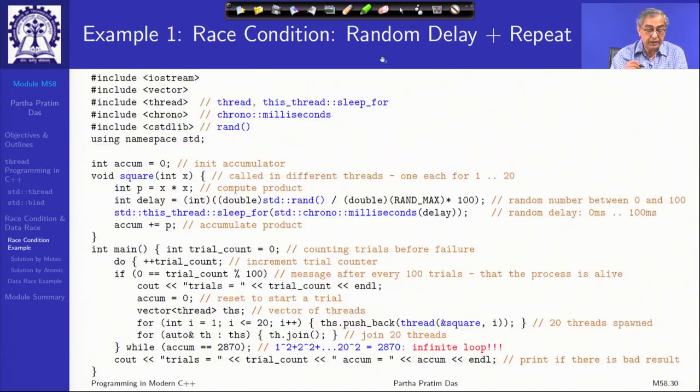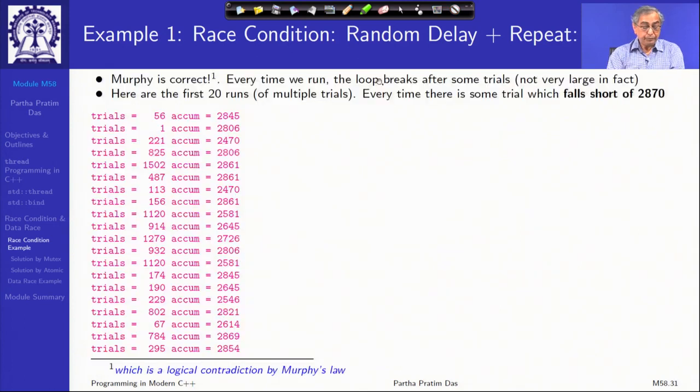So, this is again the entire program, there is a random delay and this is the repeat. Since it might go on for a long time, after every 100 trials I print a message on the console, 100 trials done, 200 trials done, so that I know that the program is working, it is alive. And then I wait to see if a wrong result will come. Murphy was correct.